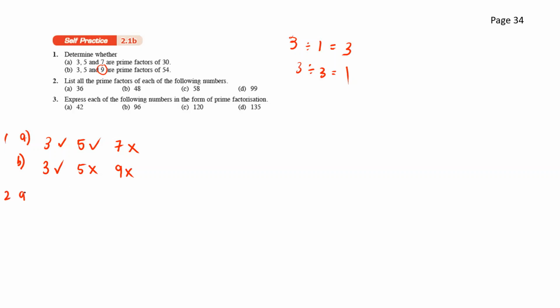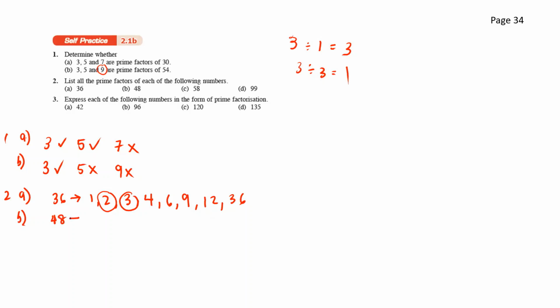Next, for number 2, we have list all the prime factors of each of the following numbers. So for 36, let's list it down first. All the factors of 36 are 1, 2, 3, 4, 6, 9, 12, and 36. However, not all of these numbers are prime factors. Only 2 and 3 are prime factors in this list because all the other numbers can be divided by another number.